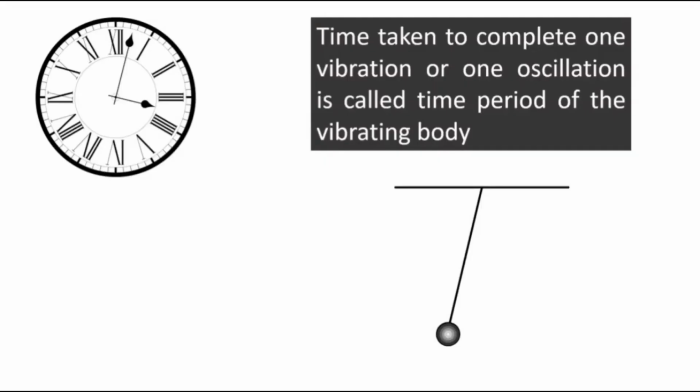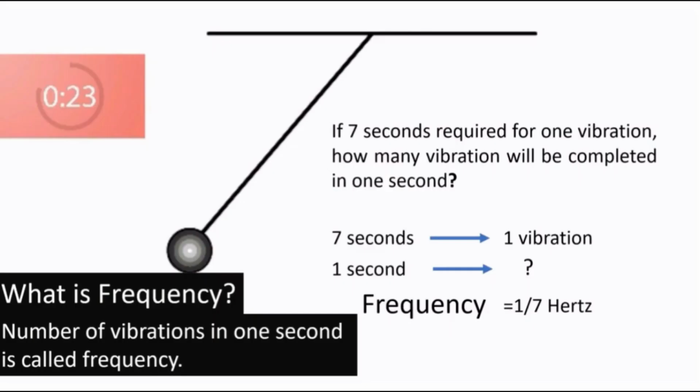What we have learnt in this video tutorial is the meaning of time period, that is the time taken for one vibration, and then we have studied the meaning of frequency. So frequency is the number of vibrations in 1 second, and the SI unit of time period is second, and the SI unit of frequency is hertz. And what does hertz mean? Hertz means vibrations per second only, or oscillations per second, or cycles per second.